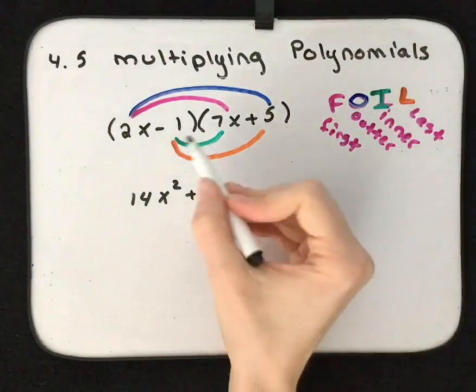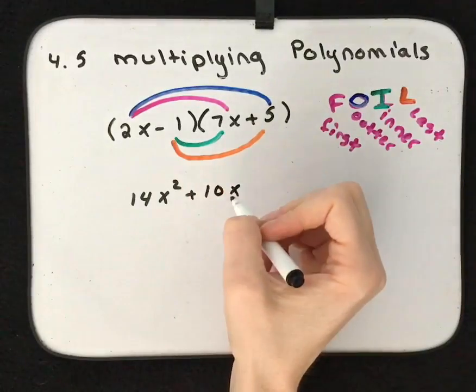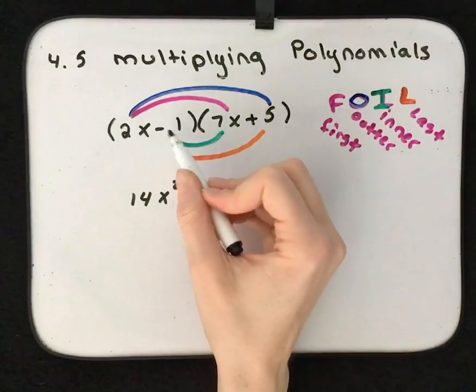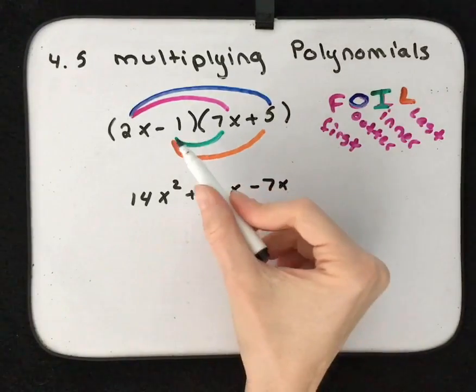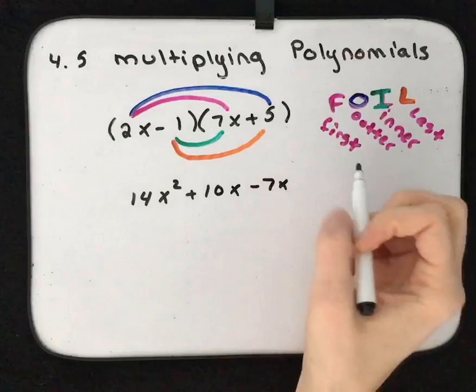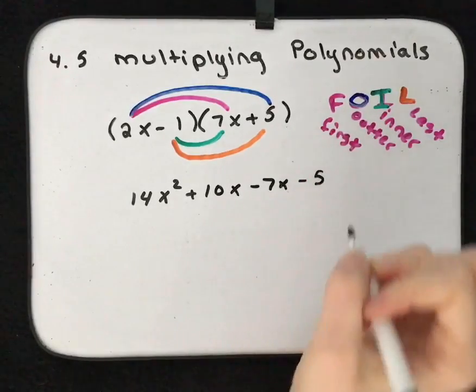Now we need the inner. So that negative 1 and that 7x. So they make a little smile because we're halfway done. Negative 1 times 7x is negative 7x. And then our last, we have negative 1 times positive 5, and it gives us negative 5.